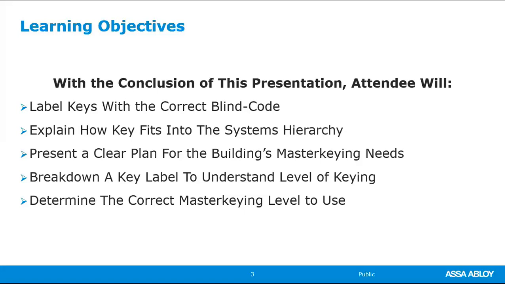Many of you may be asked to design a master key system for a building. We hope that you could present a clear plan for the master key needs. Hope you can break down and label a key to understand the levels of keying, how you can understand whether it's a 2-level, 3-level, 4-level system. And also, if you're going to design the labeling of the system, determine what level to use. Now, we don't have a lot of time, and what we're covering, we also can go in depth.